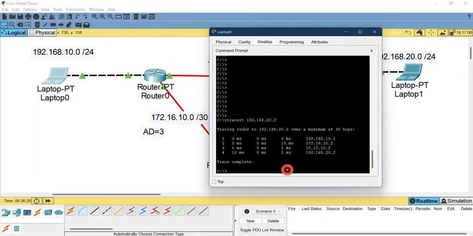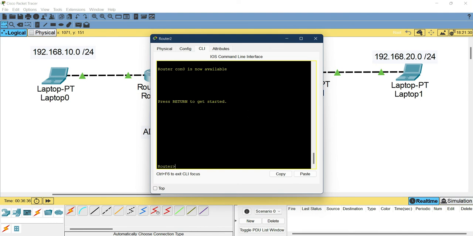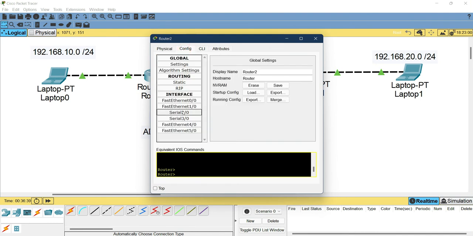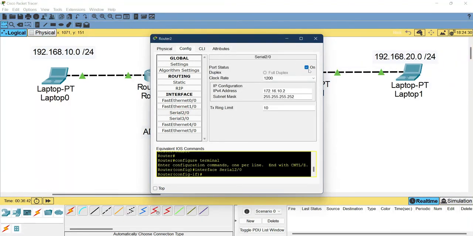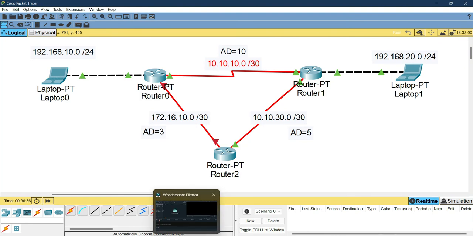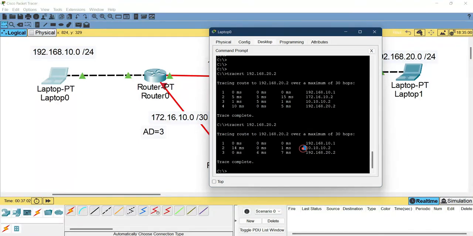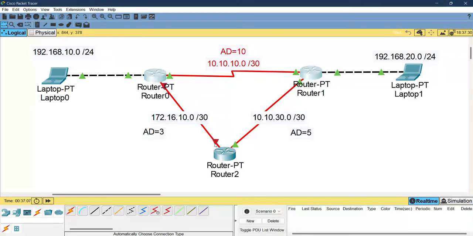Now suppose this line breaks down. So this is serial number 2/0, and I go to router 2, enable this. Suppose I go to the graphical user interface, serial 2/0, and I turn off this route. So this route is now red. So the traffic will go through the backup route. So this is set up as a backup route. Now if I try to do the same trace route, you would see that now the traffic is going to 10.10.10.2. This route automatically came up when this went down.